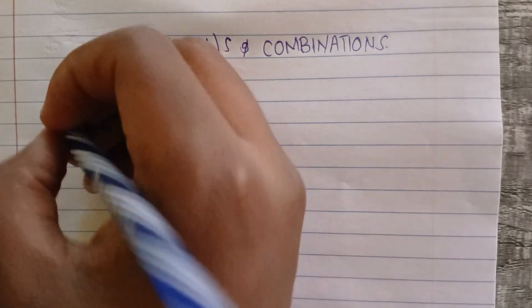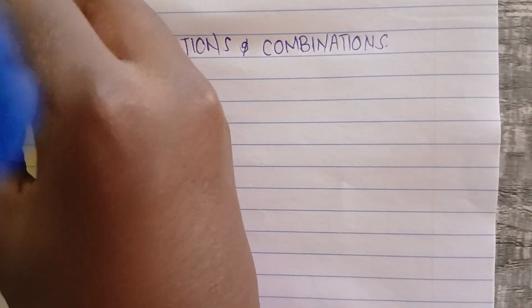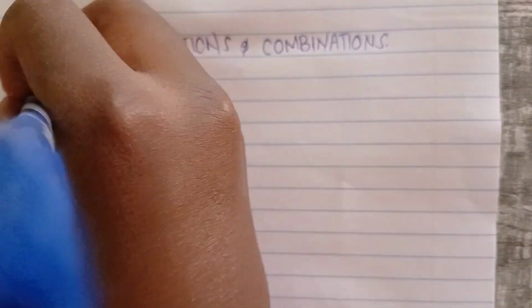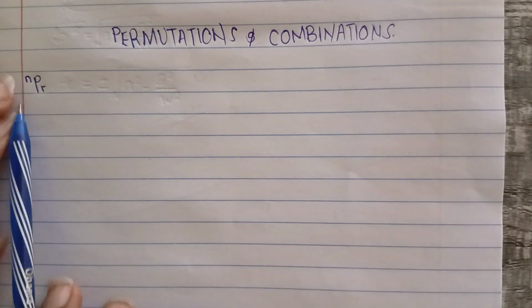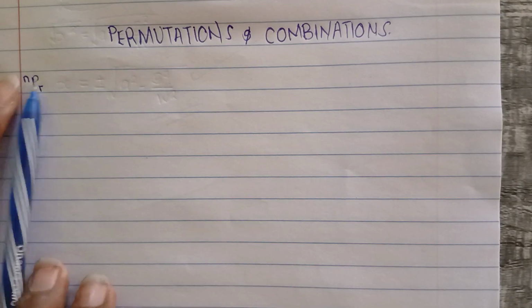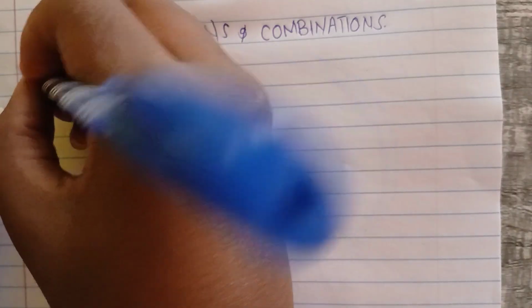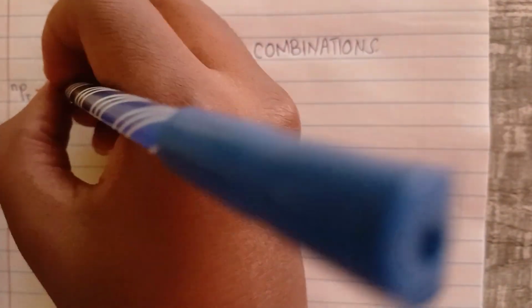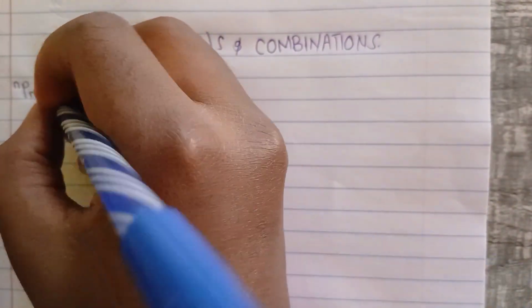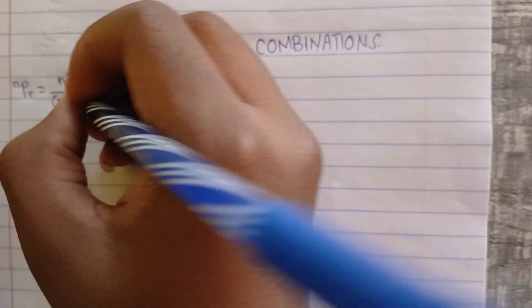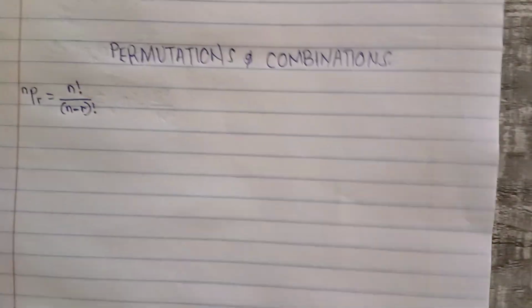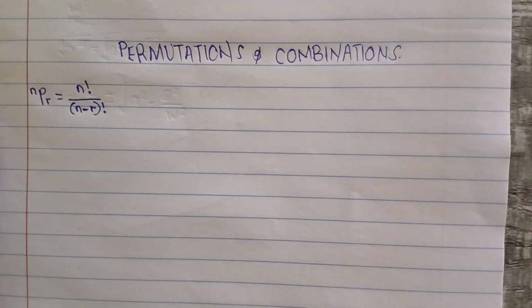So there's this formula for permutations, nPr. If you have n things and you pick r things at a time, the formula is n factorial over (n minus r) factorial. So this is the formula for permutations.